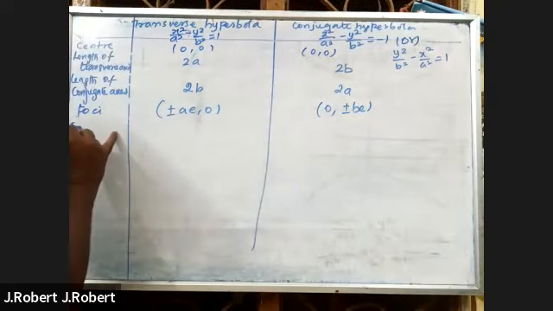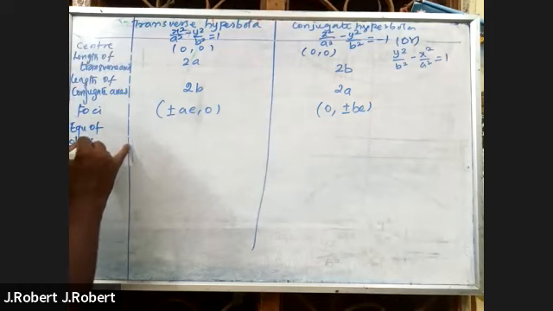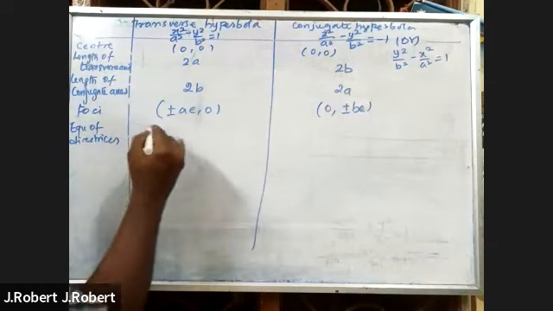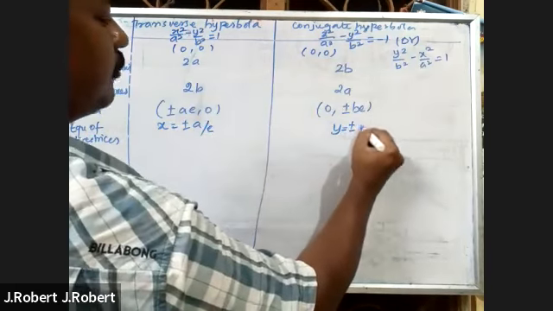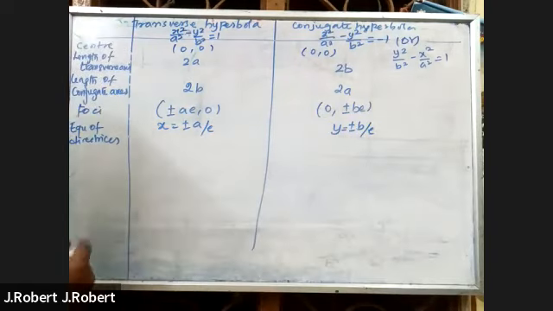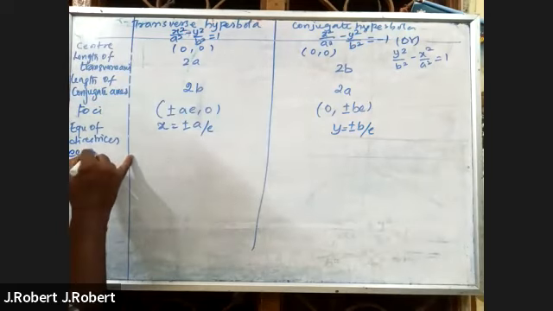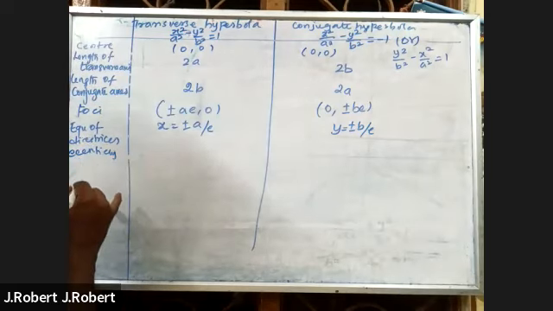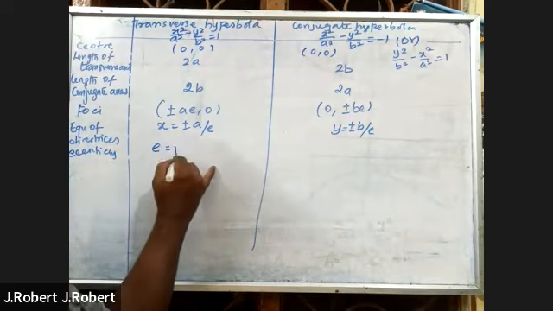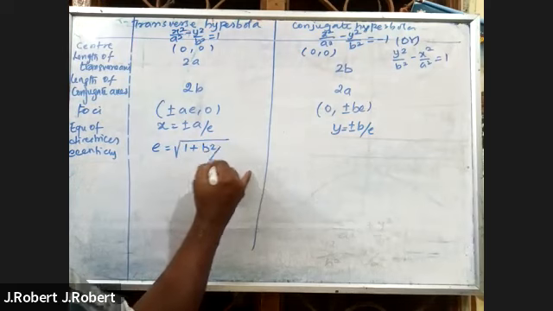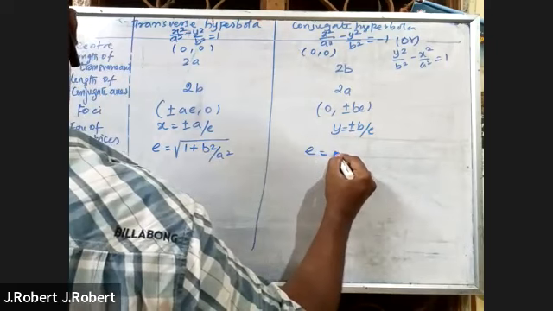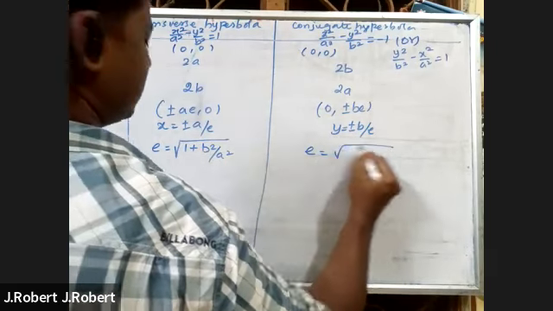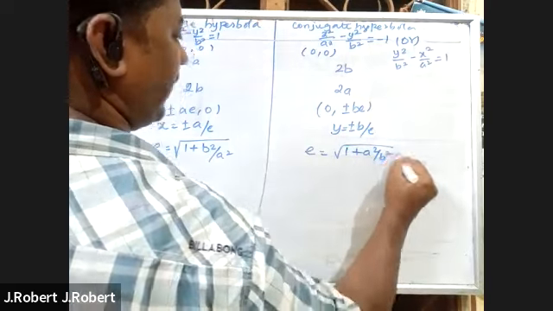The next one, equation of directrices. We can write this as x equals plus or minus a by e. For both hyperbola and ellipse, we have the same thing. Here b by e. Where we had a earlier, in this place we have taken b, so that it will be easy. Formula for eccentricity: e equals square root of 1 plus b square by a square. Here e equals square root of 1 plus a square by b square.